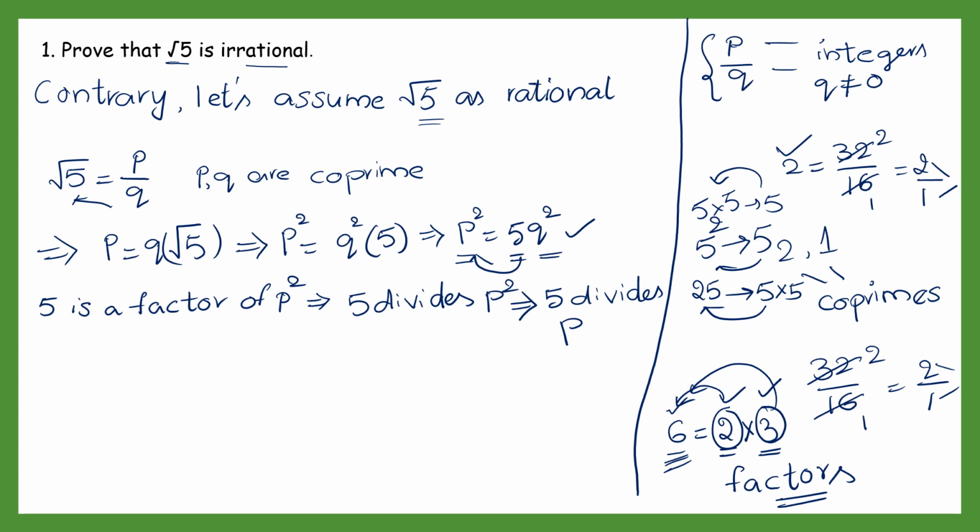5 is dividing p. That means p has a factor 5. But we already assumed p and q are co-prime numbers. This is step number 1: p has a common factor. Here p and q are co-primes, that means p and q do not have any common factor other than 1. But here you got that p has a common factor.